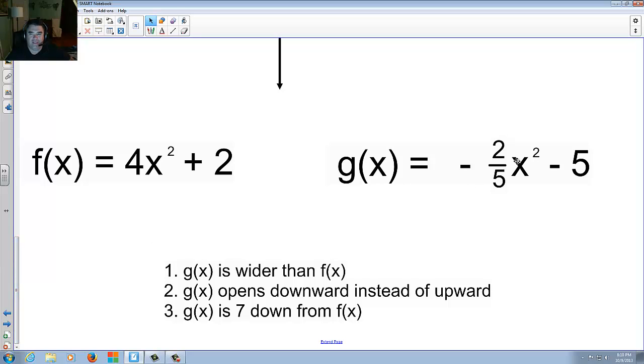Basically, g of x is wider than f of x. Why? Because 4x squared is a pretty sharp increase, and negative 2/5 x squared is a slow decrease. Secondly, g of x opens downward instead of upward because it's negative instead of positive. And finally, g of x is 7 down from f of x. Why? Because f of x started at plus 2 and g of x started at negative 5, so it's a ways down.